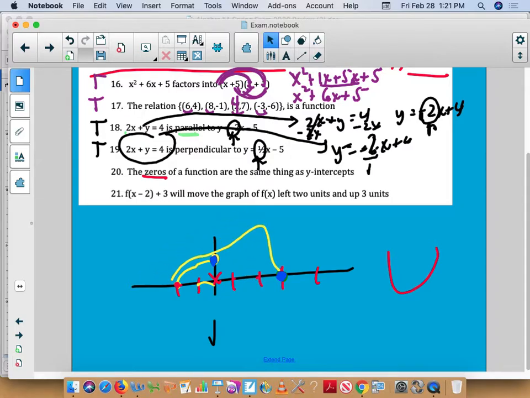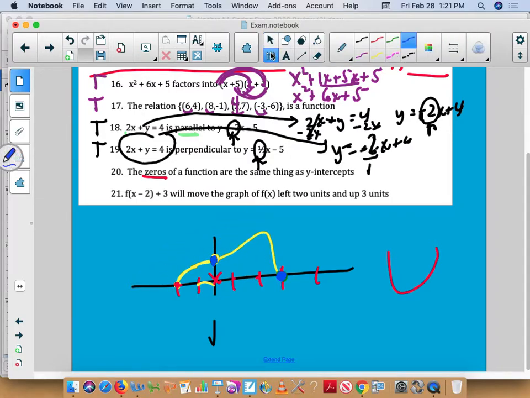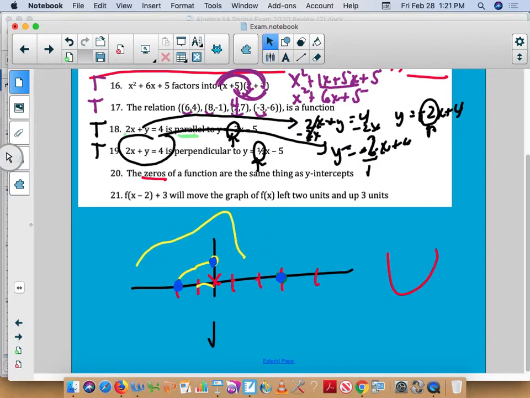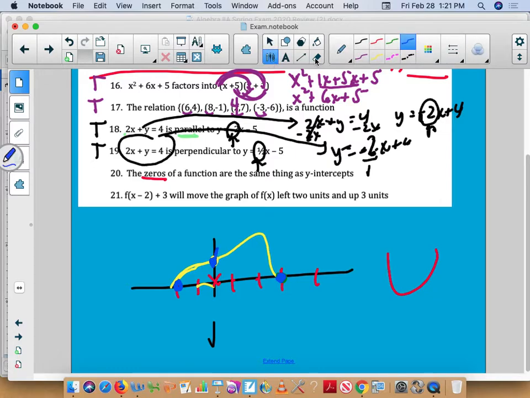All right, so do you see these? I'm going to get them in blue. Do you see when it hits 0 is not this one? Let me get rid of that one. So zeros are the same thing as x-intercepts, and so number 20 is false. Think about what a y-intercept would look like as opposed to what an x-intercept would look like. An x-intercept is the same thing as a 0. So let's put that on our sheet.